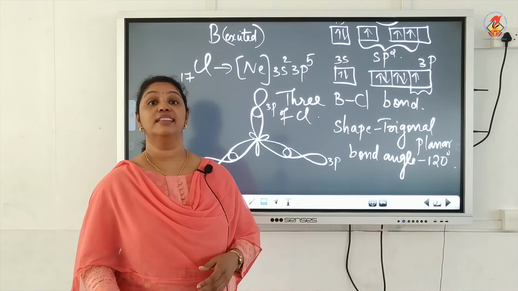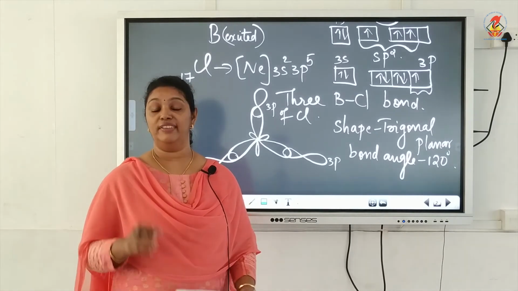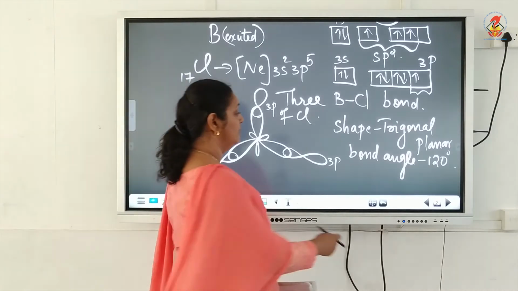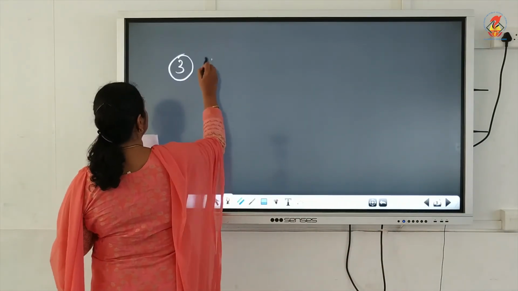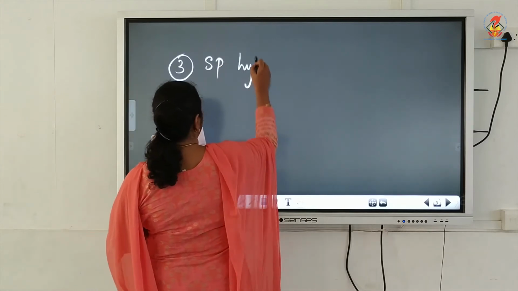Now let's discuss the third type of hybridization involving s and p orbitals. The third type of hybridization is sp hybridization.